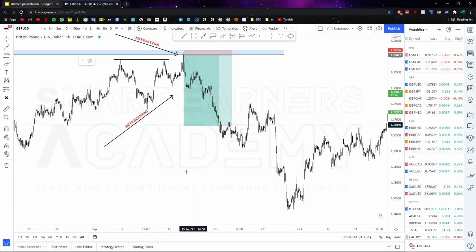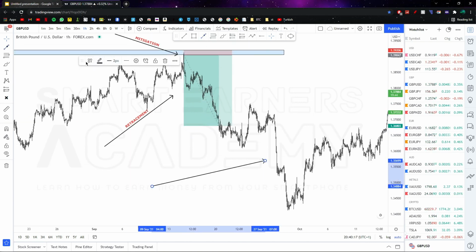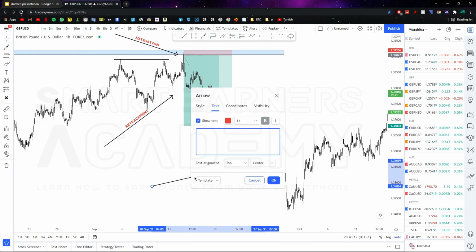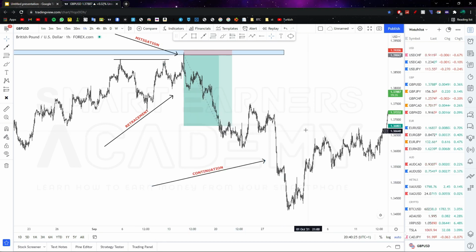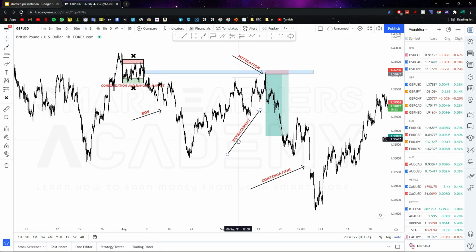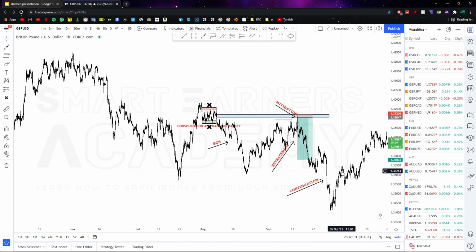I'm not sure why that arrow didn't stay, but we'll just do it one more time. Continuation of the trend, right? And those are the 4 phases of the price cycle. Remember, these two are combined. So those are the 4 phases of the price cycle.